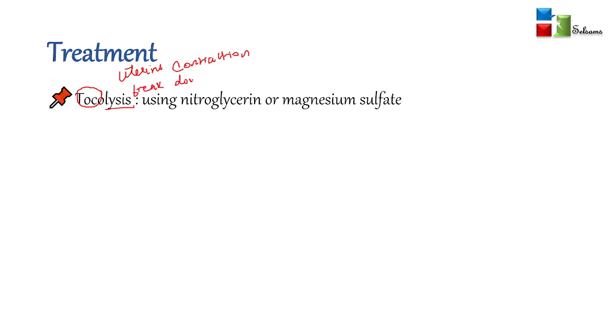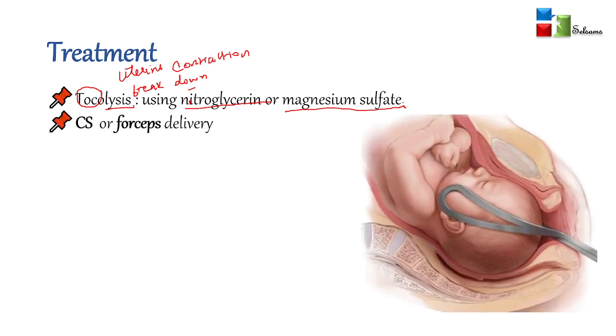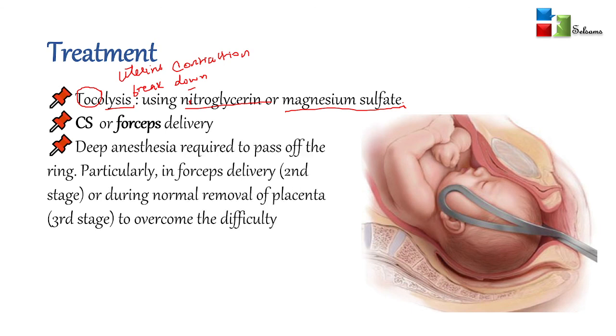How could you reduce these uterine contractions or the labor pain? By tocolytic agents like nitroglycerin. It might be injectable, or it might be patches too. Magnesium sulfate is the drug of choice. Caesarean section and forceps delivery are also helpful. Deep anesthesia is required, especially in forceps delivery in the second stage, or during manual removal of the placenta in the third stage.